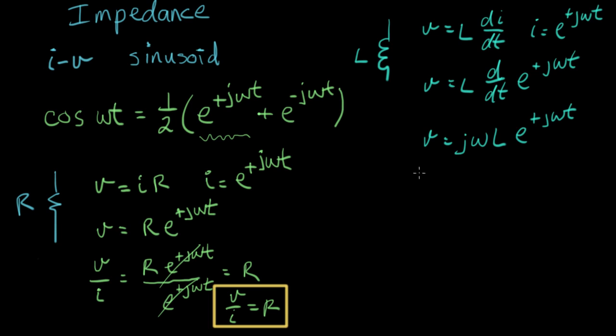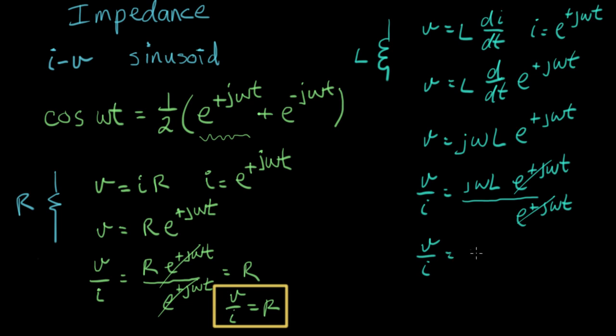All right, so now let's take, once more, the ratio of voltage to current. Here's the voltage, j omega L times e to the plus j omega t, and let's divide that by I, which is e to the plus j omega t. So those cancel, and we get V over I equals j omega L.